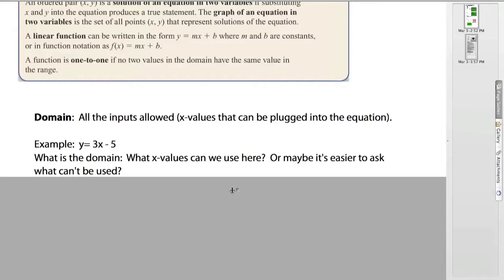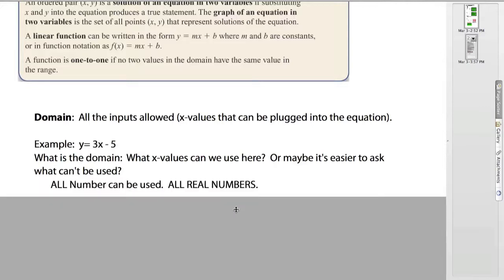And if you look at this one, you're thinking, well, I can't think of anything that doesn't work. I could plug in -1, I could plug in 1/2, I could plug in 0, I can plug in +1, I can plug in 1,000, 1,000,000, -1,000,000. There seems to be no limit to what I can plug in. Well, that's good, because there is no limit. In this case, when every number can be used, we always say it's all real numbers. Lines have a domain of all real numbers.